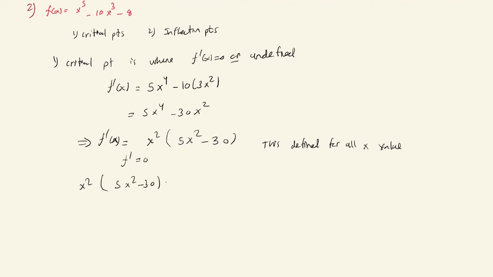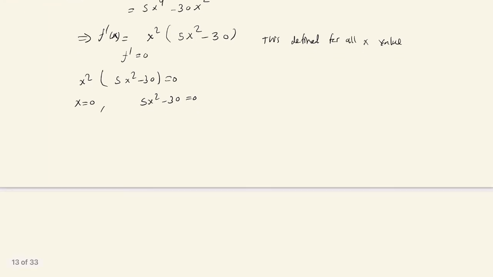So first, x squared is 0 when x is 0, and then 5x squared minus 30 is 0, and we're going to solve this equation. So I'm going to move 30 to the other side, and then I'm going to divide both sides by 5, and then when we take the square root, it's going to be positive or negative square root of 6. So now we have 3 critical points: x equal to 0, x equal to square root of 6, and x equal to the negative square root of 6. These are our critical points.